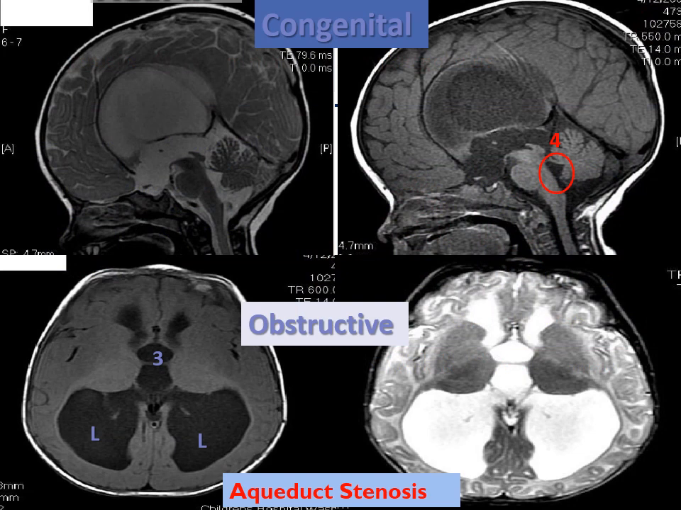With congenital obstructive aqueductal stenosis, the fourth ventricle in the red circle is normal, it is not dilated, but the lateral and third ventricles in the lower image are dilated.